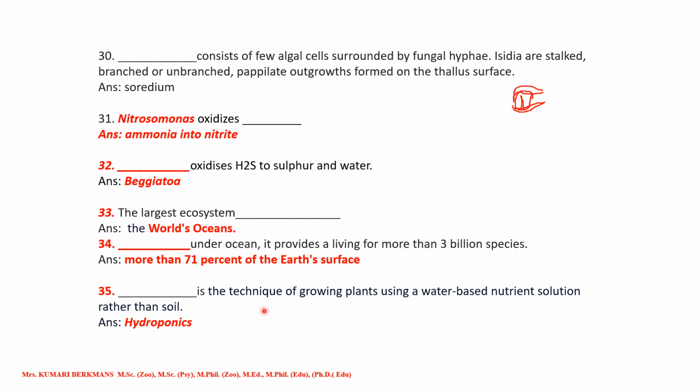Dash is the technique of growing plants using a water-based nutrient solution rather than soil. It is called hydroponics. Hydroponics is a technique of growing plants using a water-based nutrient solution rather than soil. What is it called? Hydroponics.